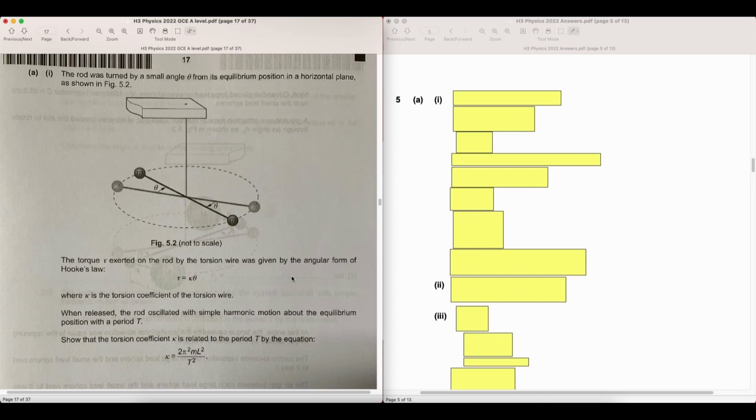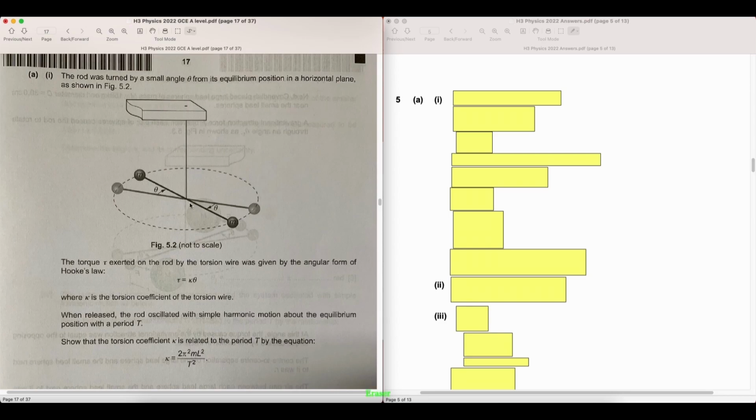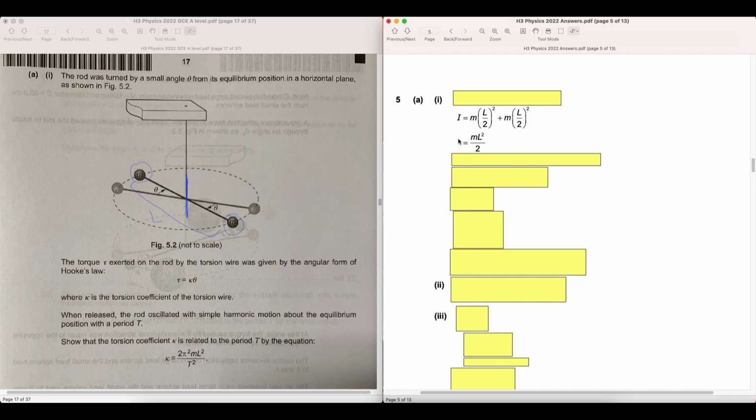So the first part of the question asks us to find the torsion coefficient in terms of the period of oscillation. Now this isn't too hard to do because these masses are basically point masses and the axis of rotation is just the center axis. Since we know the length of the rod is L, the distance from the point mass to the center axis is just L over 2. Summing them up would just give us ml squared over 2.